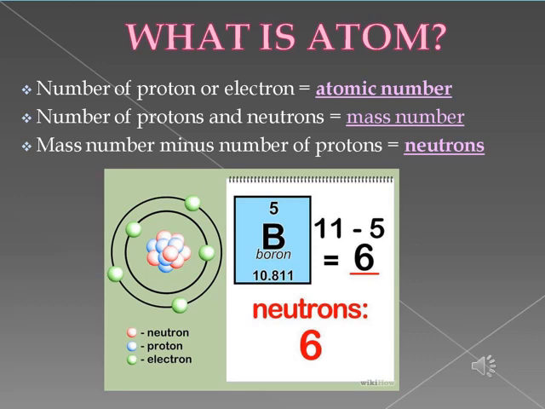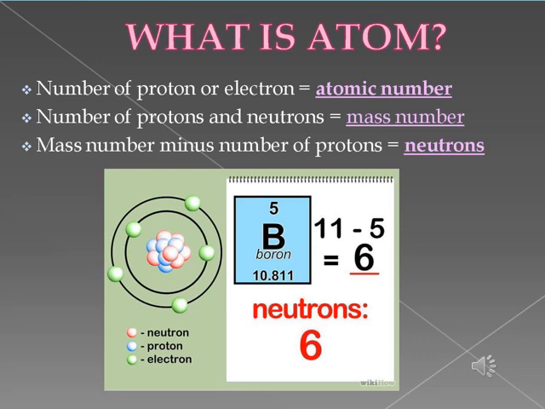I hope you all still remember and are familiar with these 3 terms. The first term is atomic number. Atomic number is the number of protons or electrons, or sometimes we use the term proton number. The second term is mass number. Mass number is the number of protons and neutrons, which means mass number is the number of protons plus the number of neutrons. And the third term is neutron number. How do you find the neutron number? It is the mass number minus the number of protons.